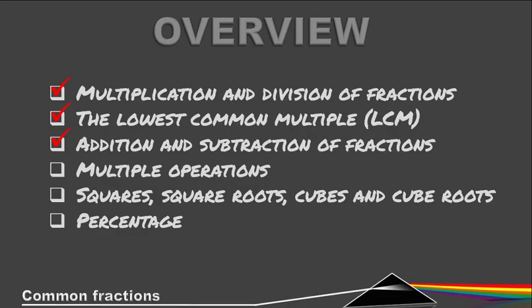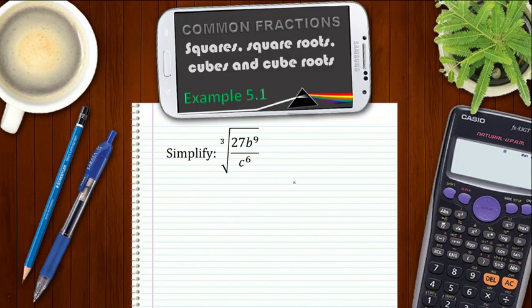Okay, so that was multiple operations. Let's look at squares and cubes. Simplify. Now the cube root, what we can do first is, when you have larger numbers, the best thing to do when you have a square or cube root is to actually write it in its prime factors. And 27 is 3 times 3 times 3, so that's going to be 3 to the power of 3, and then b to the power of 9 over c to the power of 6. So that's cube root. And when we take the cube root of a number, we take that exponent and we divide it by 3.